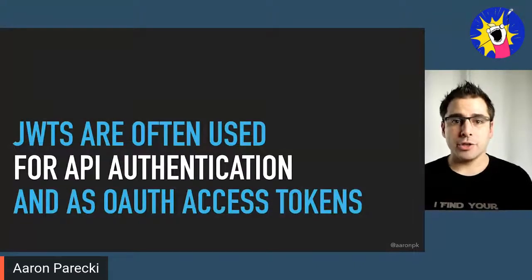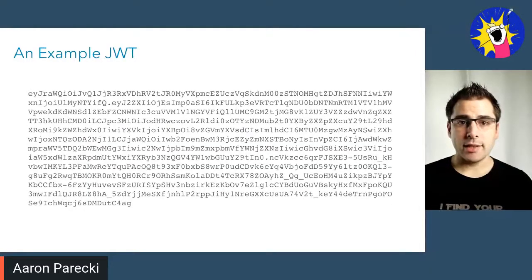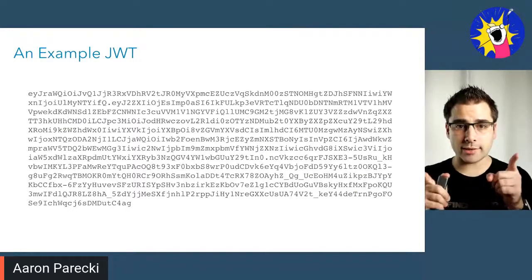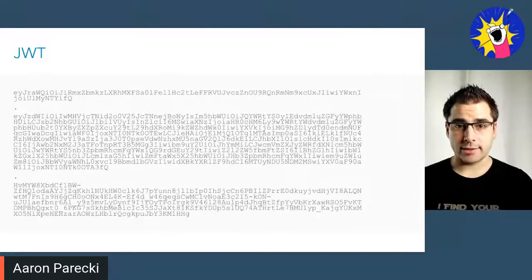JSON Web Tokens are often used for API authentication, where your access token might be a JSON Web Token. Here's what a JSON Web Token looks like. It is a long string of characters. It always starts with eyJ, and if you look closely, there are 2 dots somewhere in there, and those separate it into a 3-part token. There's a header, a payload, and a signature.